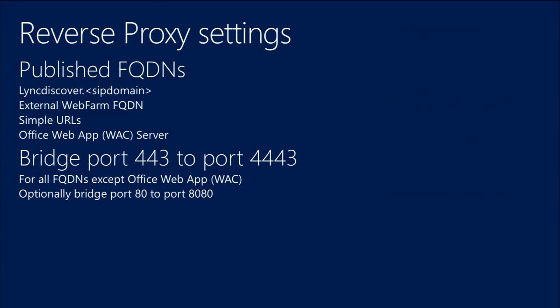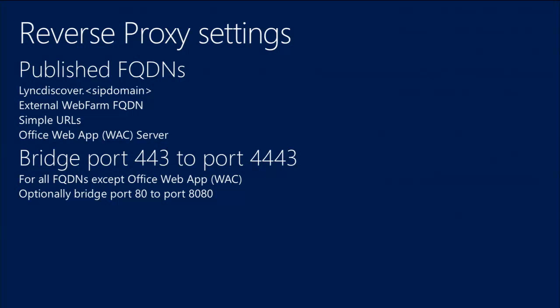We have to bridge 443 to 4443 for every FQDN that we publish except Office Web App Services. Okay, Office Web App Services goes straight through 443 to 443, right? But everything else gets bridged, right?